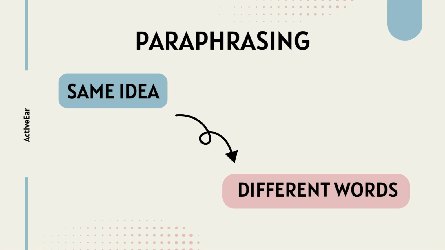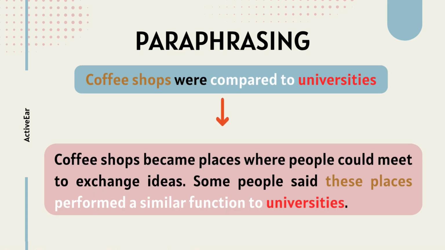For example, in the task, they said that coffee shops were compared to universities, but in the audio, it is said that coffee shops became places where people could meet to exchange ideas. Some people said these places performed a similar function to universities. Here, "compared to" and "performed a similar function to" have the same meaning.